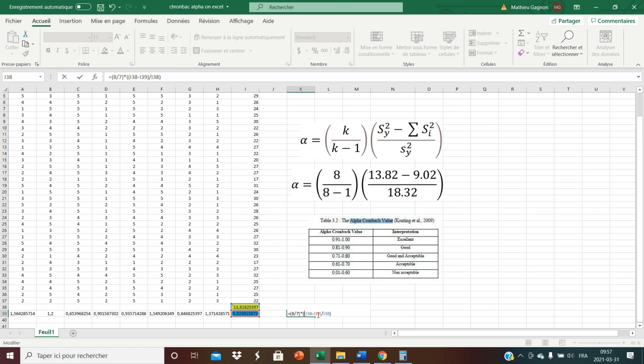13.81 fois 9, moins 9.02 ensemble, dans leur propre parenthèse, in their own bracket, divisé par 18.32. If we do this, enter, we get an alpha of 0.39. Let's say 0.40, an alpha de 0.40.